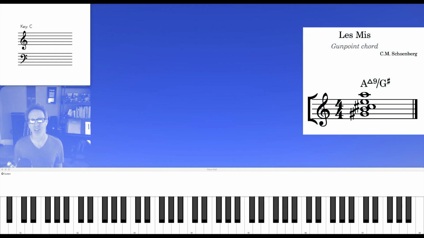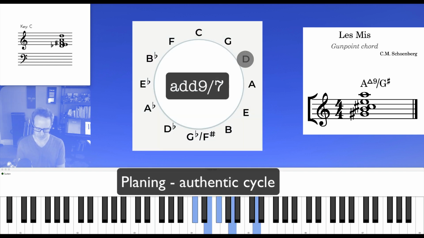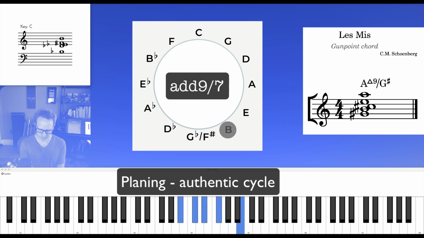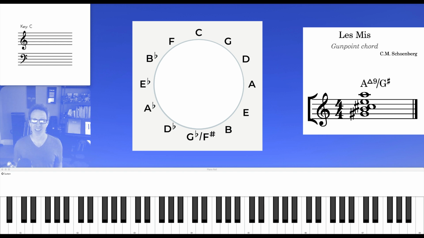The first exercise is to plane it through the authentic cycle as usual. And for the second exercise, I'll revoice it like this. A, add 9 over 7. And take that through the same cycle.